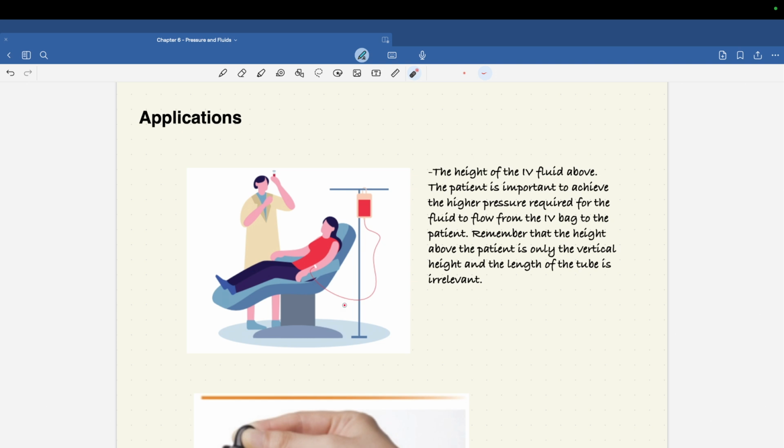Now, when somebody donates blood, you know that wherever you're collecting the blood should be below that, because now you want the blood to flow from the patient into the container.